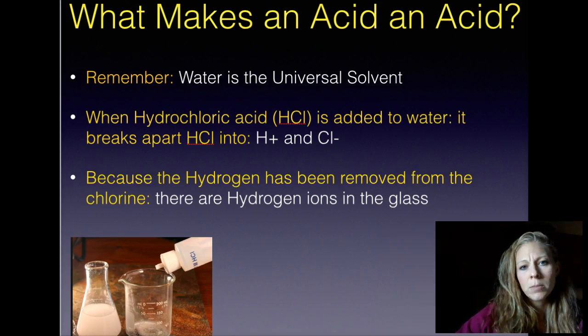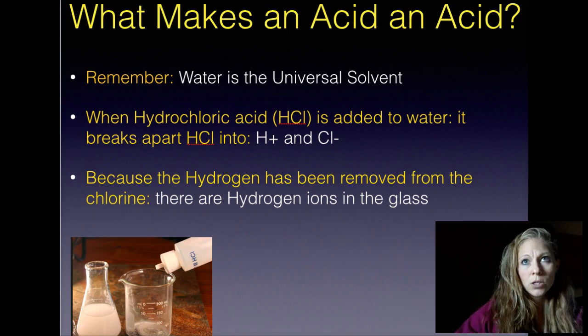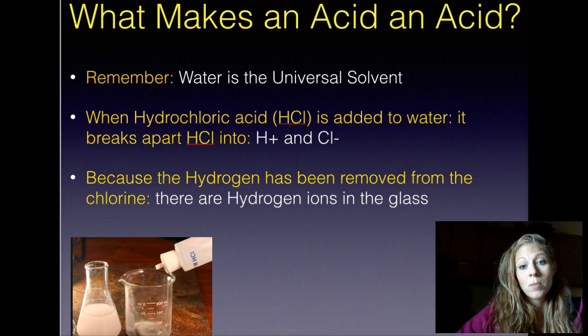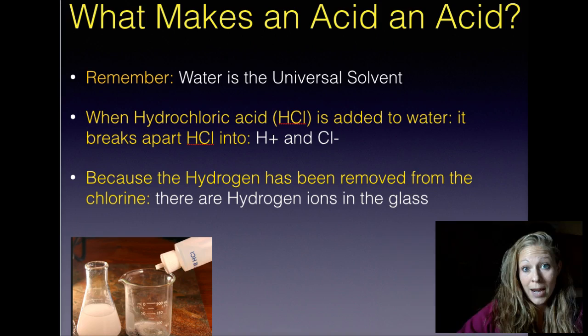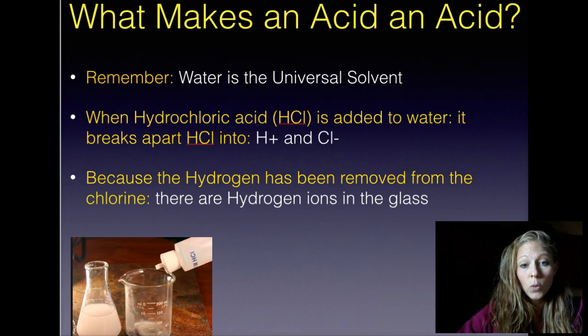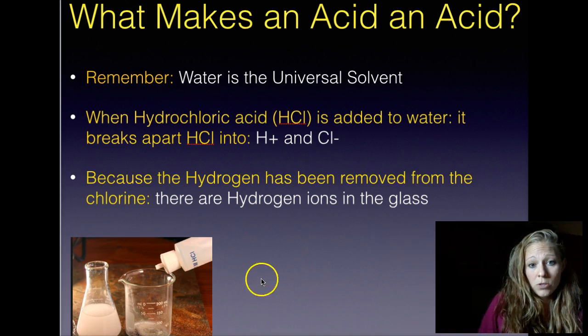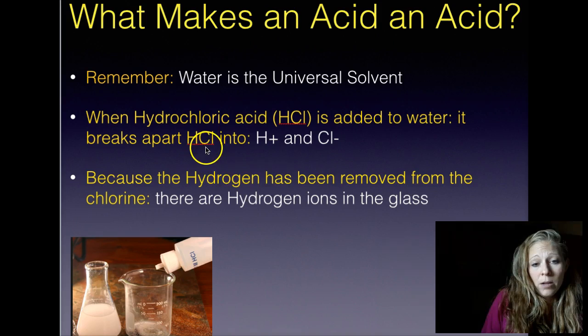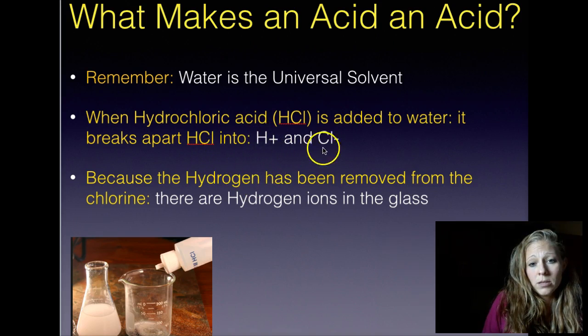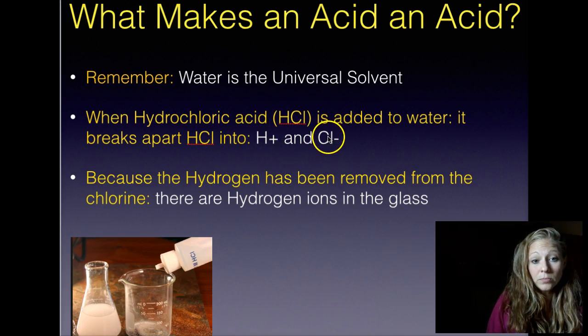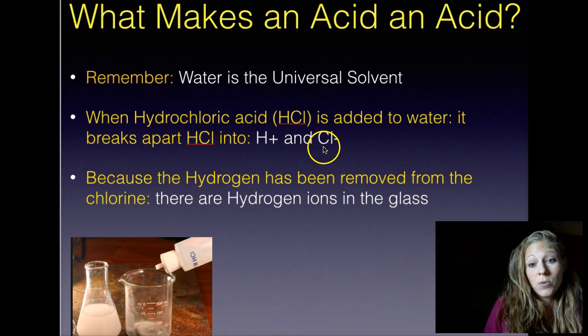If you remember, we talked about salt, how it broke down sodium chloride, NaCl, into two separate ions, Na plus and Cl minus. Well, the same is going to be true with hydrochloric acid, HCl. You can see that it's going to break down the HCl into H plus and Cl minus. Because the hydrogen has been removed from the chlorine, they're going to be hydrogen ions.